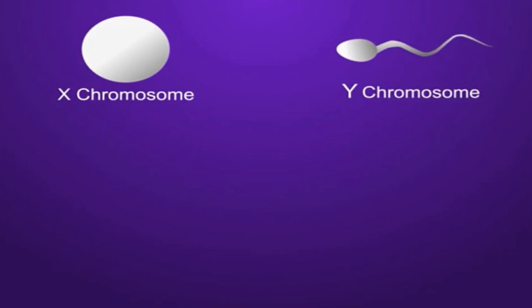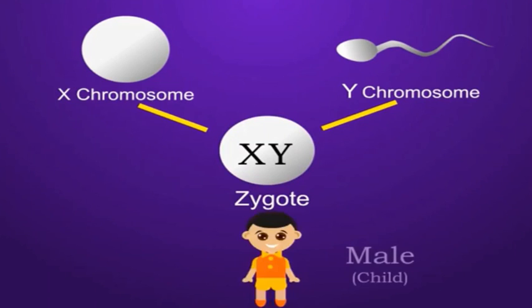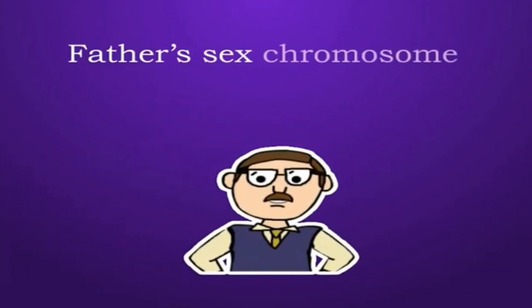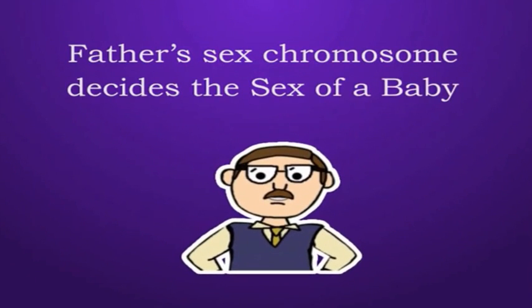When an egg is fertilized by a sperm containing a Y chromosome, the zygote formed would develop into a male child. XY, that is a male child. Understood? XX means female, XY means male. So the father's sex chromosome alone decides the sex of a baby, whether it is a male child or female child.